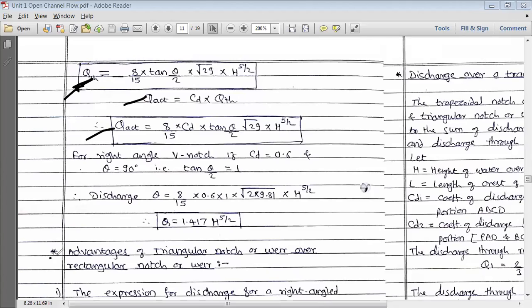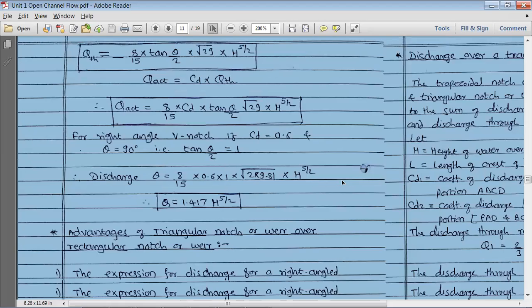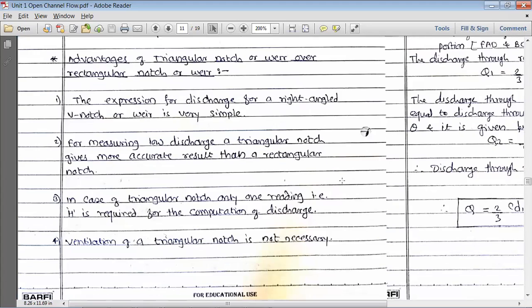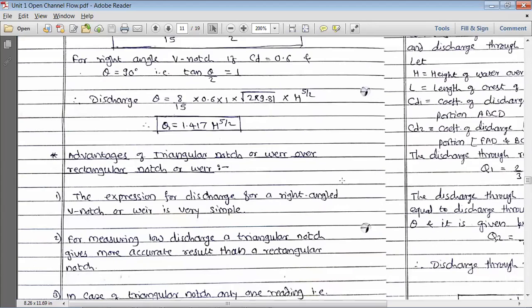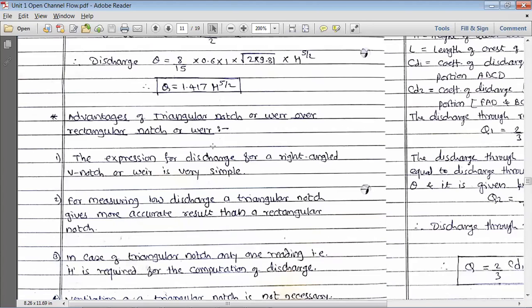Next, write down the title: Advantages of triangular notch or weir over rectangular notch or weir. What is the advantage of the triangular notch over the rectangular notch? The first advantage is that the expression for the discharge for the right angled V notch is very simple. If we look above, we only have to find out h. What a simple expression. For measuring the discharge, the triangular notch gives more accurate results than the rectangular notch.